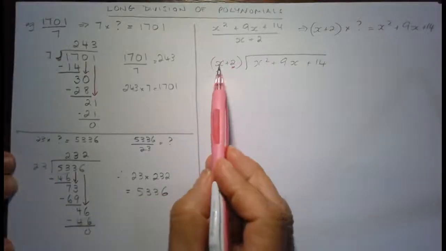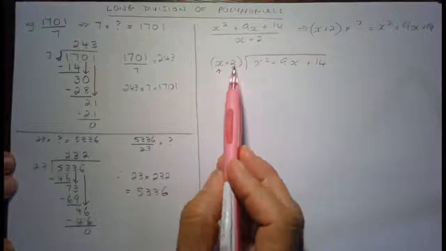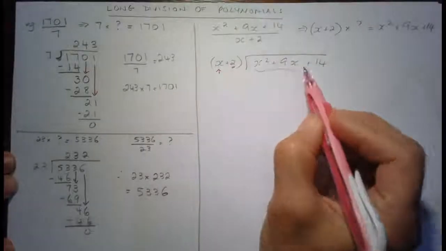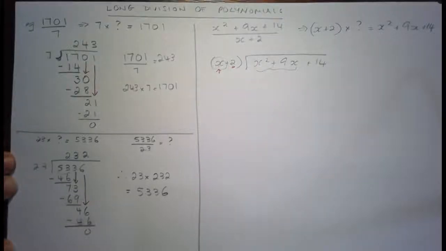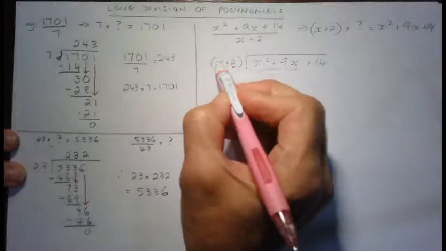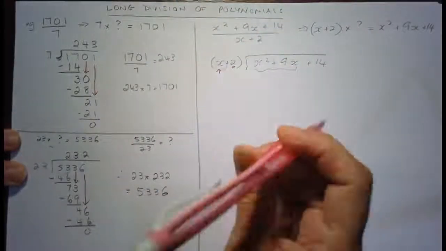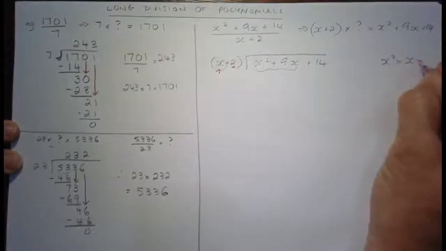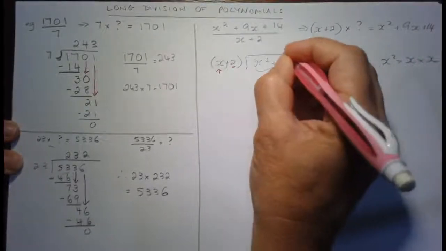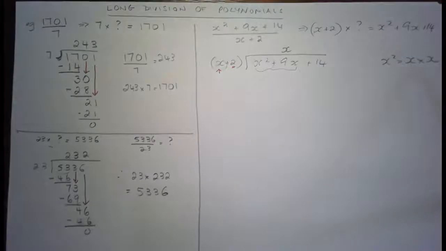So I'm just going to look at how many times this whole lot will go into my first two terms here. And I'm just going to deal with my highest power of the term. So how many lots of x will go into x squared? x, okay, because x squared is x times x. So it's going to go in there x times.